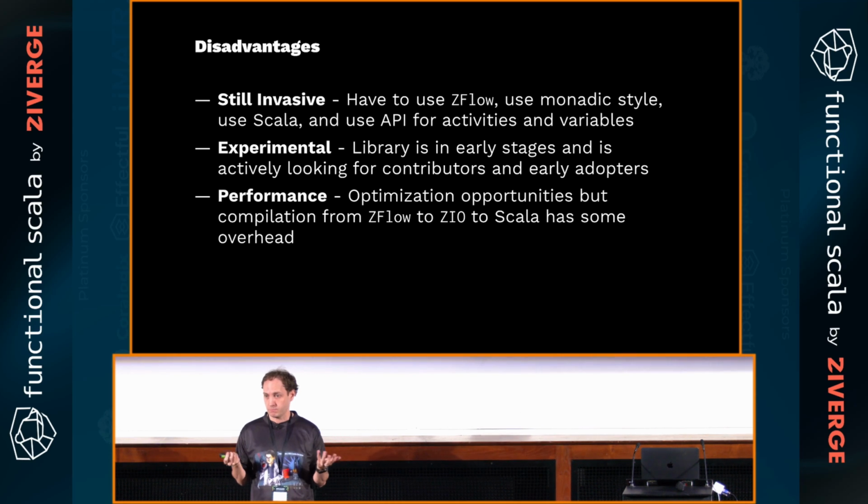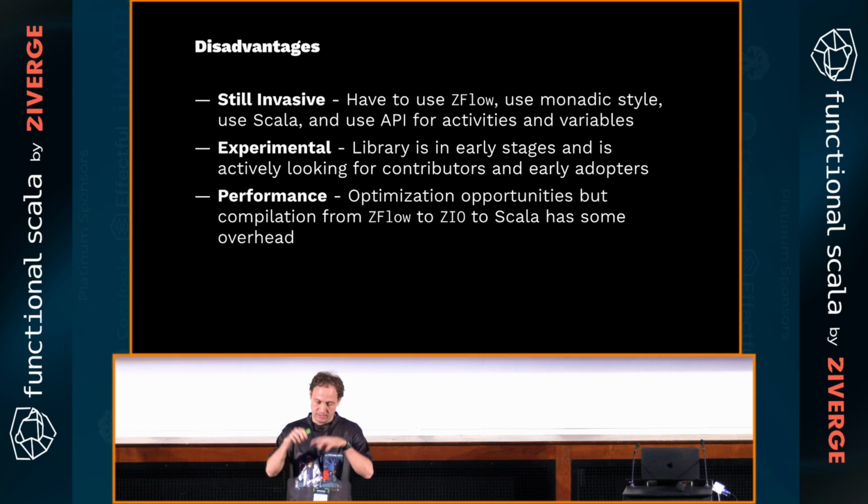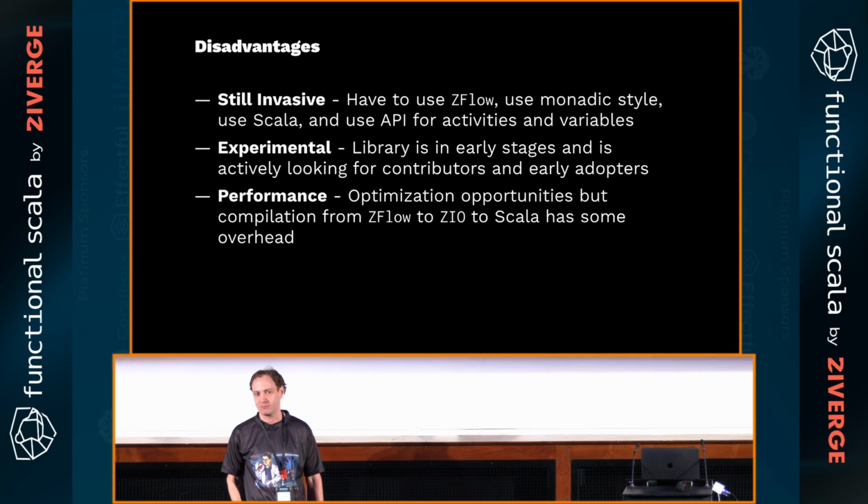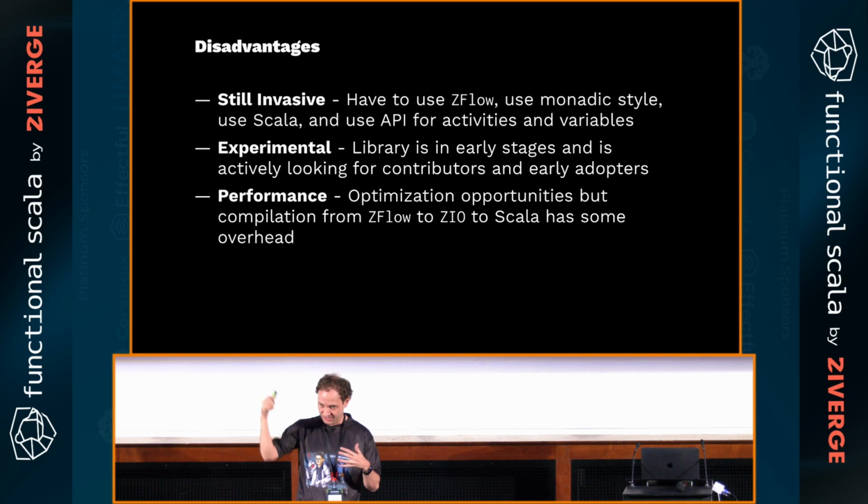And there's some performance cost for all of this. Essentially what we're doing with this ZOFlow approach is we're writing a language, this ZOFlow language, that compiles down to the ZO language, that then compiles down to the Scala language, that then gets compiled to bytecode like all of our normal languages. And so there's a cost to those different levels of compilation. And over time, I'm sure we could optimize that and get that to be lower, but there is a cost there.